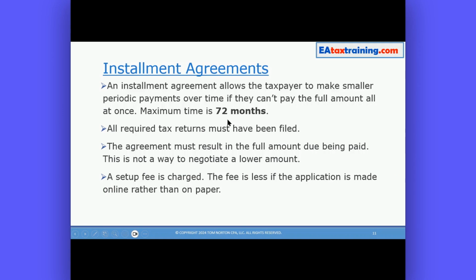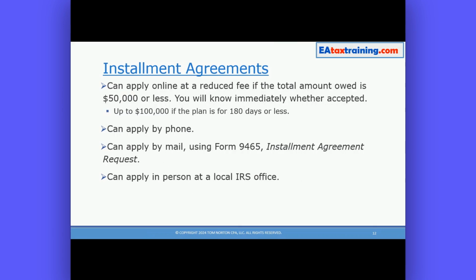So 72 months. In order to qualify, all tax returns must have been filed. The agreement must result in the full amount being paid. This is not a way to negotiate a lower amount. There is a setup fee, which is less if the application is made online rather than on paper. You can apply online at this reduced fee if the total amount owed is $50,000 or less, and you will know immediately whether or not you are accepted.